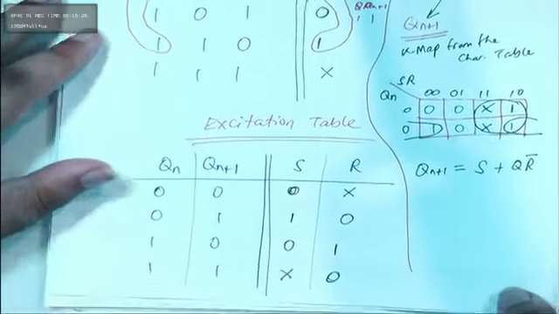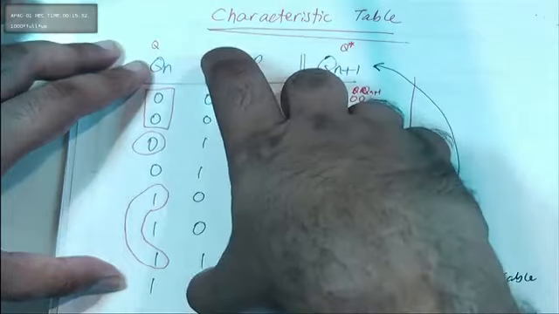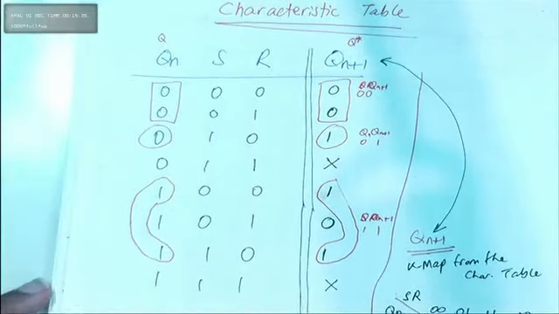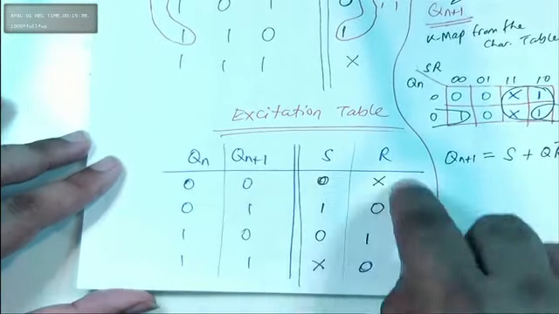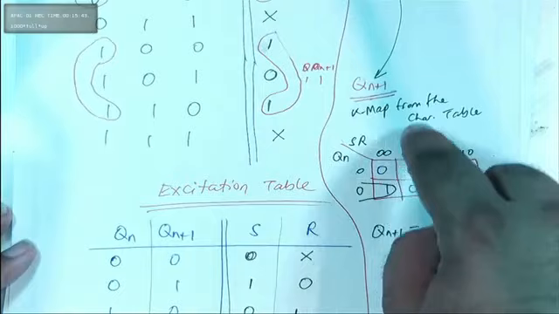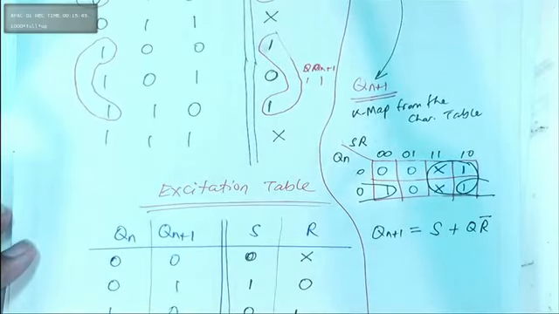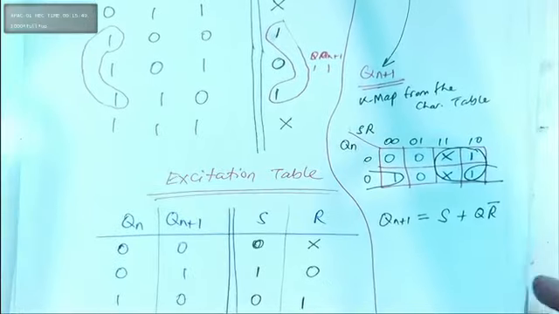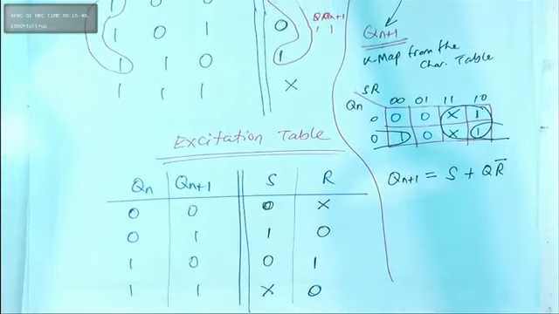Then from the characteristic table, we reduced it. We just reshuffle this. We take this column, put it this side, and we find out what our S and R are on the output. And we reduce it, and we were able to get our excitation table. From the characteristic table, we are also able to apply the Karnaugh map and get the particular equation. Okay, everyone happy so far? So that's the SR flip-flop in detail.